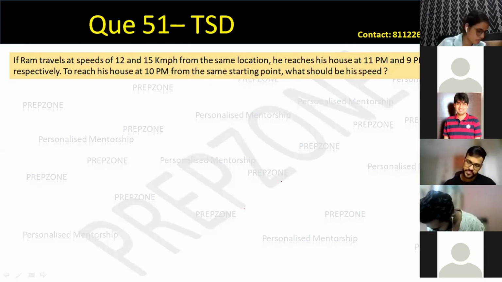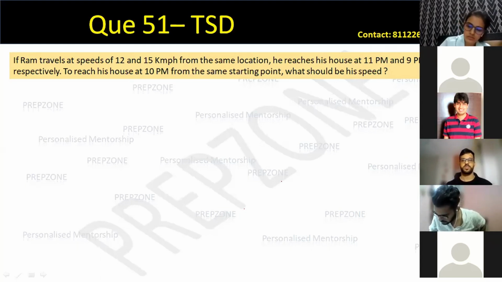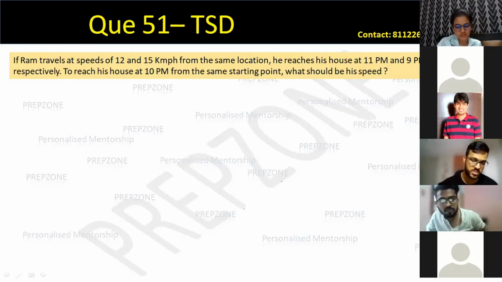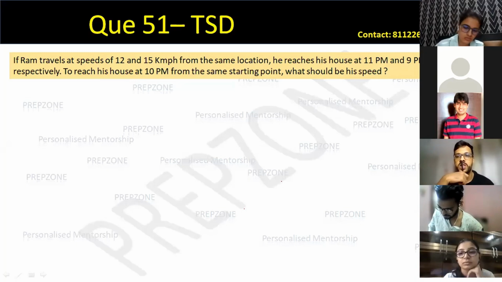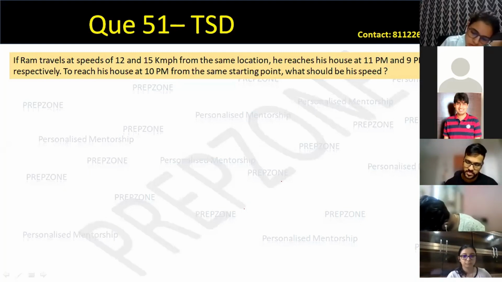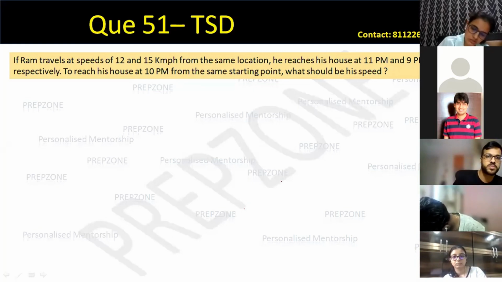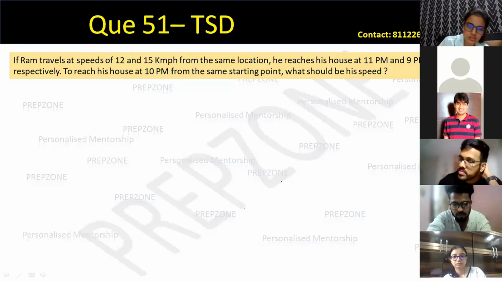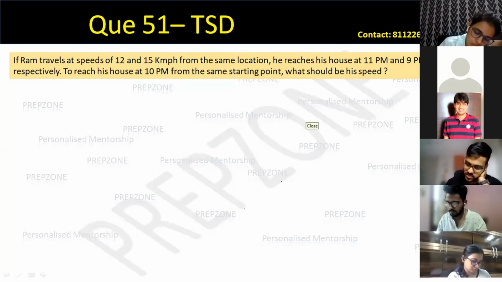In one instance, he reaches his house by 9 p.m. Another time by 11, and another by 10. So 9, 10 and 11 are the 3 time intervals. These are in AP, which means the speed has to be in HP. The speed corresponding to 9 is 15, and the speed corresponding to 11 is 12. So the harmonic mean of the two is going to be my speed, which is 2 into 12 into 15 divided by 27. Answer is 40 by 3 kilometer per hour. Everyone, answer is 40 by 3.